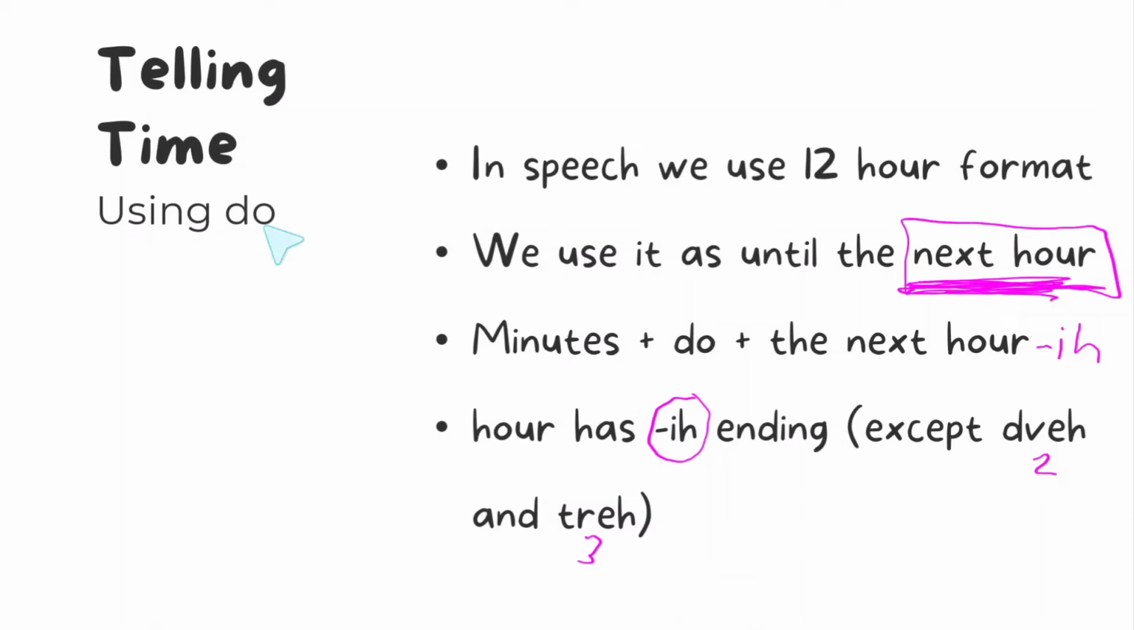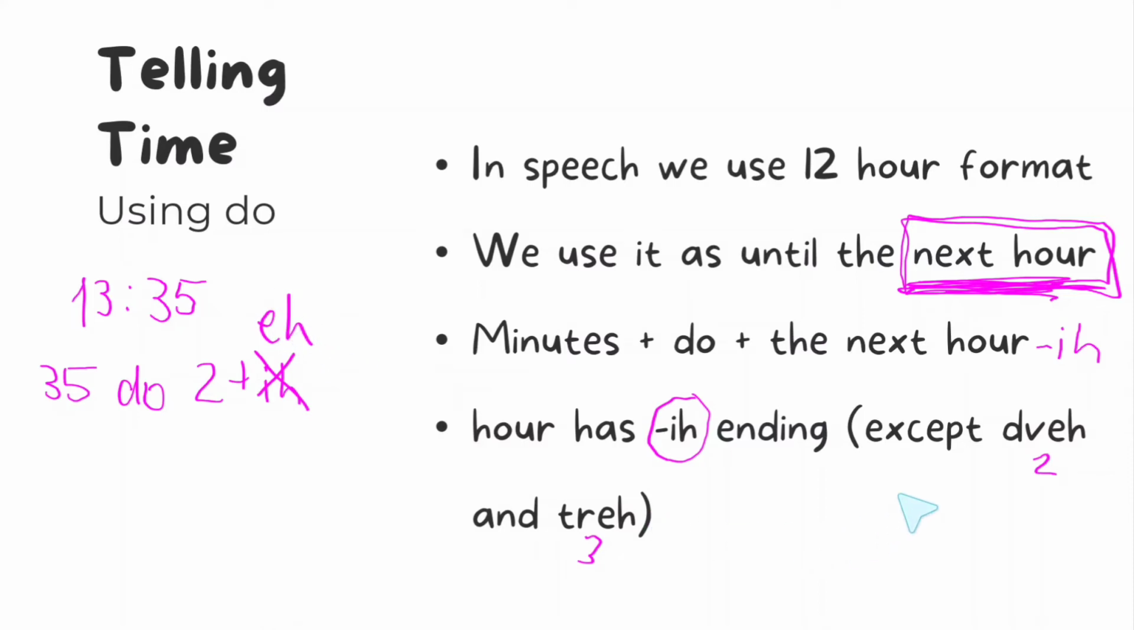So that was a lot of information. So let's do it again. Do means until the next hour. Emphasis on the next hour. So if it's 1:35, we won't say 25 minutes until 1. No, we'll say 25 minutes until 2. That's basically what this means. And then we'll say the minutes first. 35 do, then the next hour, which is 2, plus ih. But in this case, 2 p.m. is dvih, and 3 p.m. is trih.